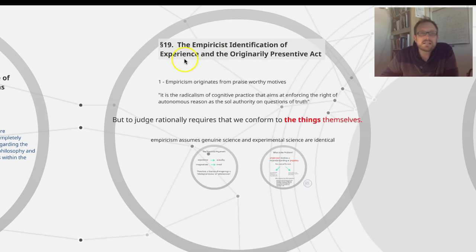Now, this is section 19. The empiricist identification of experience and the originarily presentative act. Now, before we go through what the general controversy is, keep in mind that the empiricist thinks that our experience is the touchstone from which knowledge is fundamentally generated, right? I have to experience the world in terms of my sensation. I have a cup. I drink it, I taste it, I recognize it's water, right?